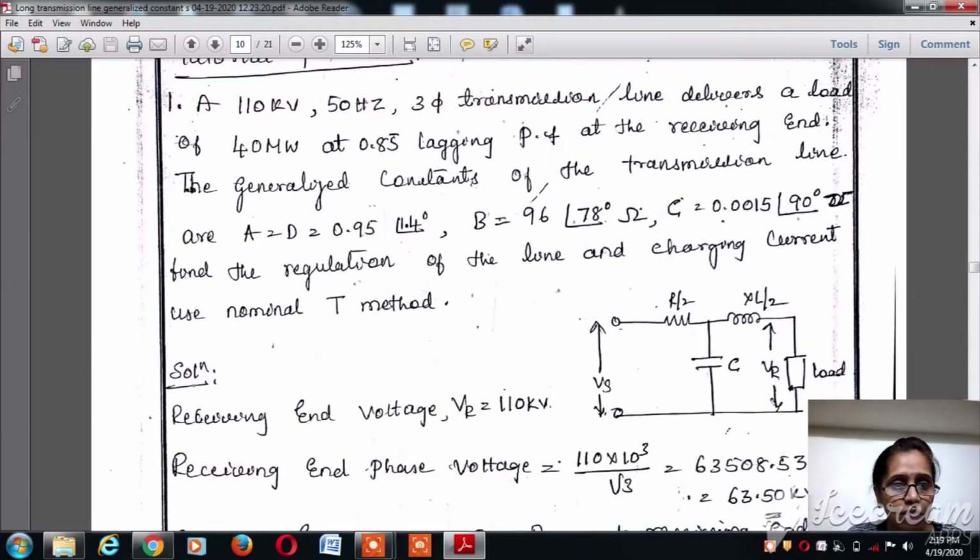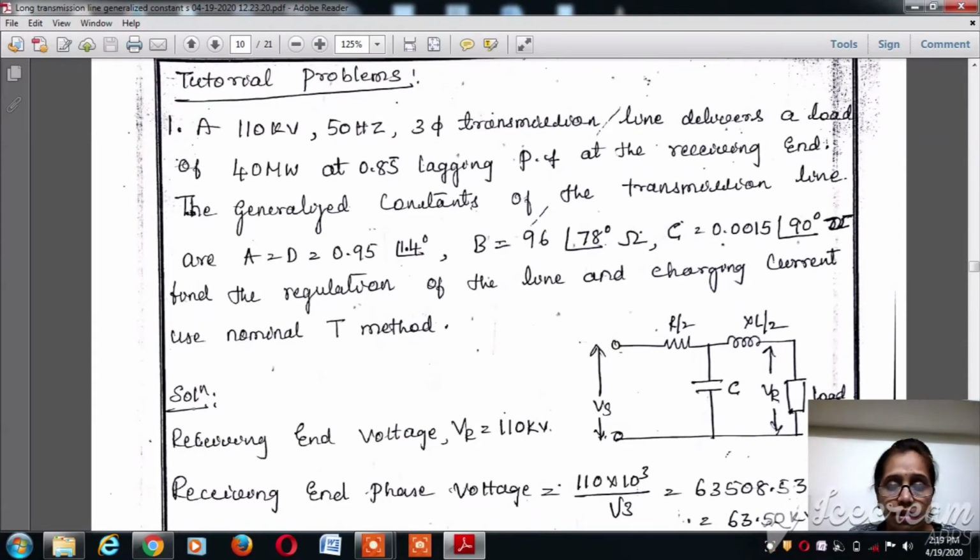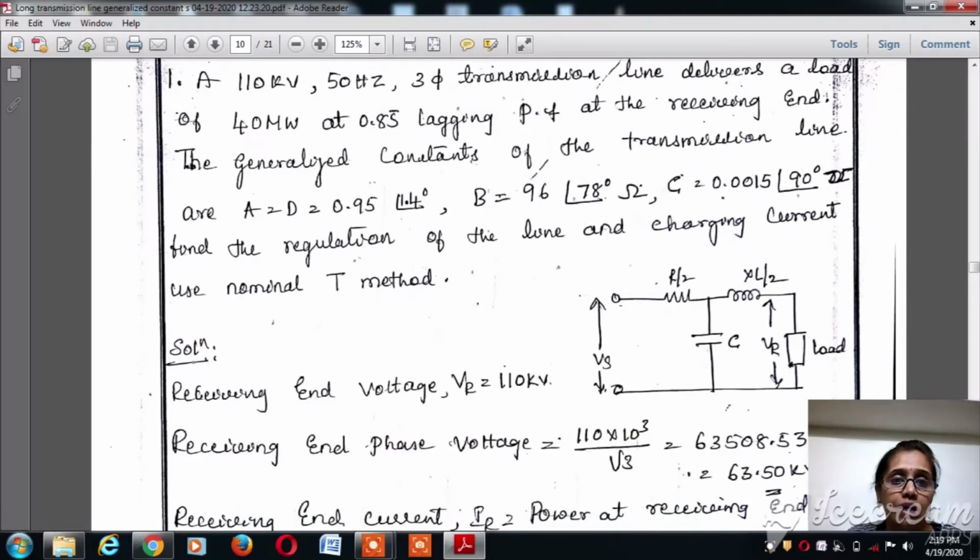I have considered one of the problems here where a 110 kilovolt, 50 hertz, 3-phase transmission line delivers a load of 40 megawatt at 0.85 lagging power factor at the receiving end. The generalized constants of the transmission line are A equal to D equal to 0.95 at an angle 1.4 degrees, B equal to 96 at an angle 78 degree ohms, C equal to 0.0015 at an angle 90 degree mho. Find the regulation of the line and the charging current using the nominal T method.